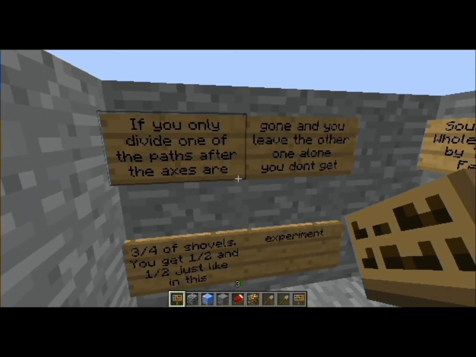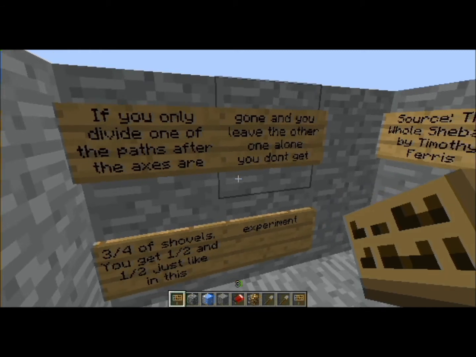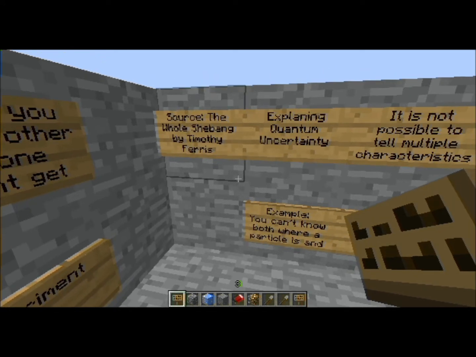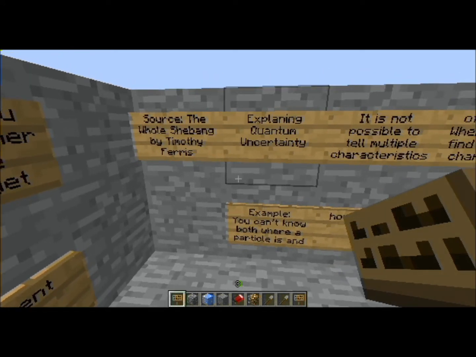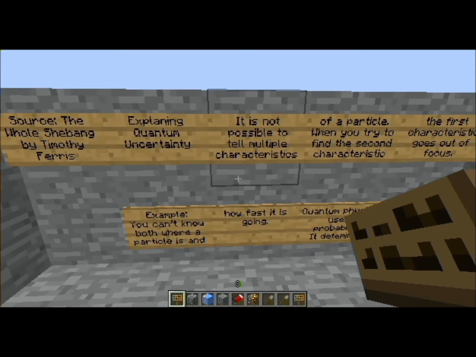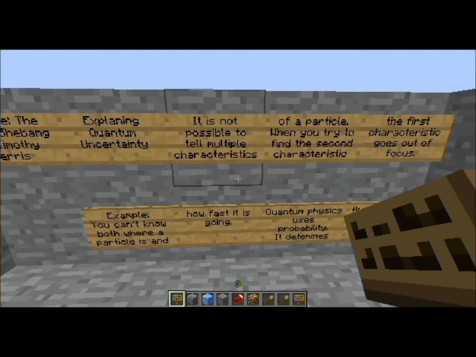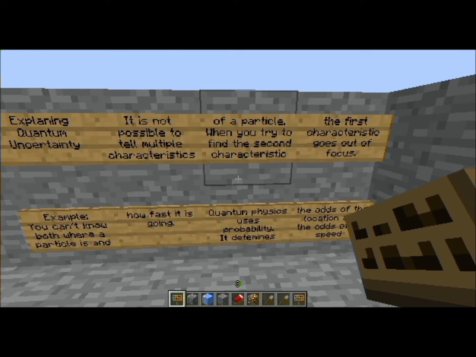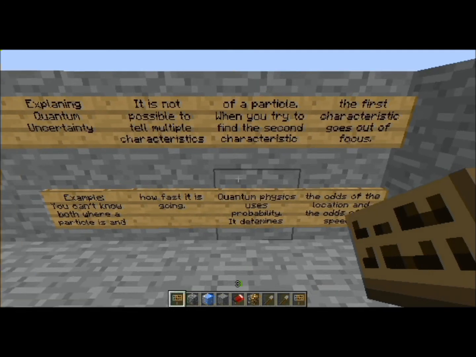And also interesting, if you only divide one part of it, you still get very interesting results, and we'll discuss that later in the video. Now, I got my information from The Whole Shebang by Ferris, a very good book, and the uncertainty principle says it's not possible to tell multiple characteristics of a particle. When you try to find the second characteristic, the first characteristic goes out of focus as you focus on the second one.